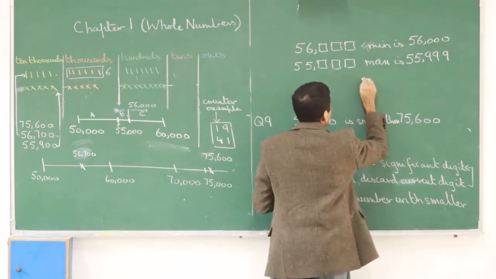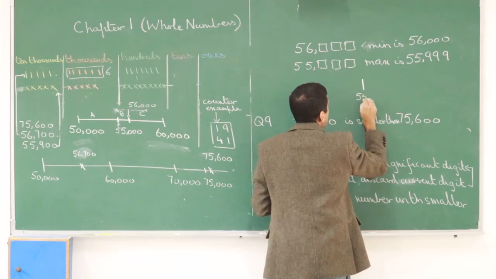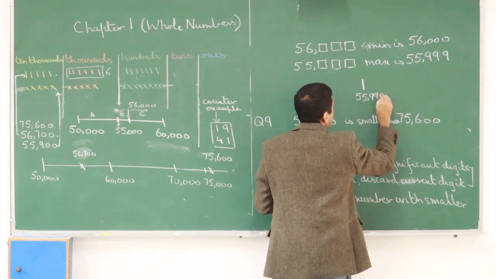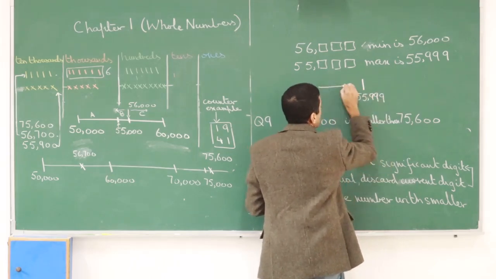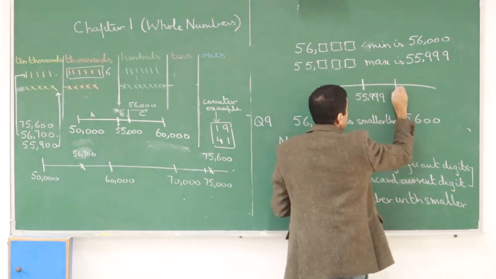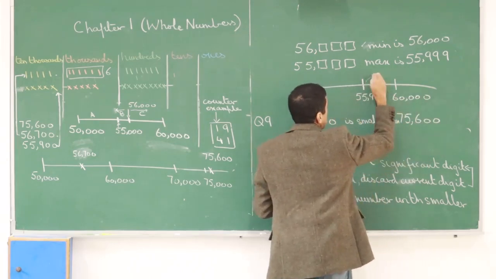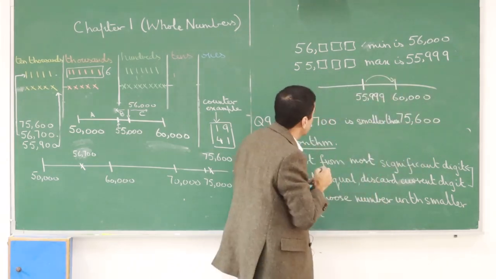So here's a number. This is 55,999. Where's 60,000 on the number line? To the right or the left? To the right. This is where 60,000 is. One hop to the right. There's one hop that's involved. There is a difference of 1 unit between the two.